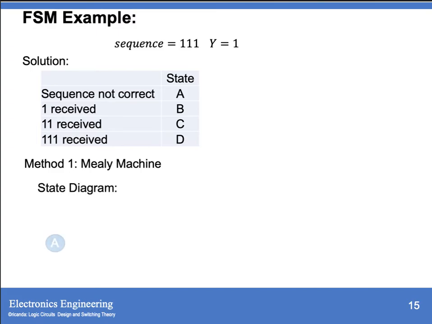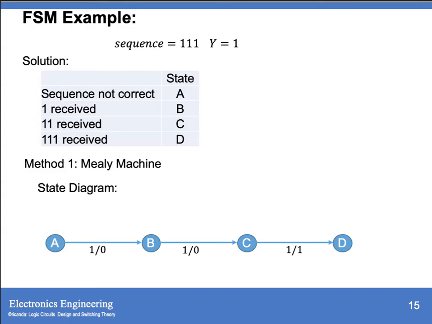We have A as our starting state. If it receives a 1, the output is 0, and it goes to B. And if it receives a 1, the output this time is also 0, and it goes to C. And if it receives another 1, this time your output is 1 because you now have three 1s in your sequence. It goes to D.